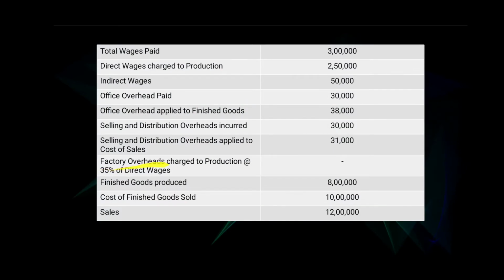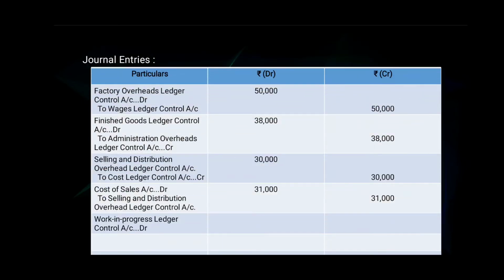Next is factory overheads charged to production at the rate of 35% of direct wages. So the journal entry will be work in progress ledger control account debit to factory overheads ledger control account. Amount will be 87,500 on the debit and on the credit side.